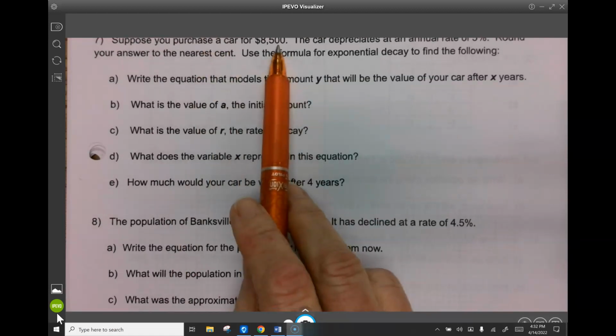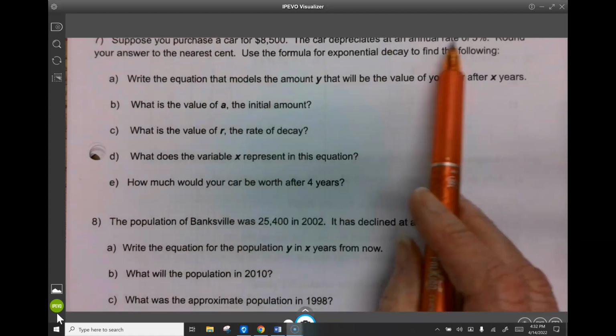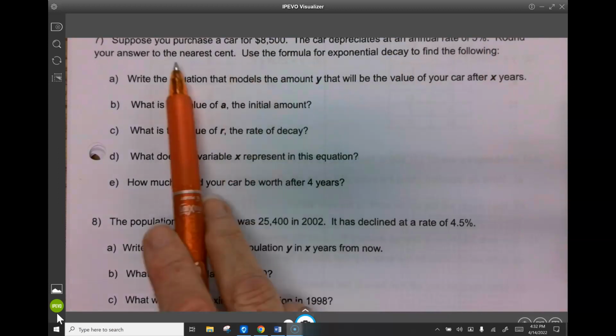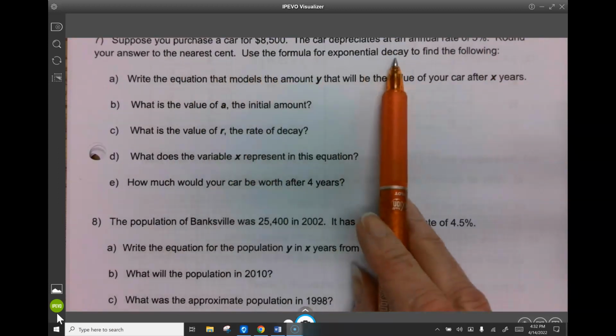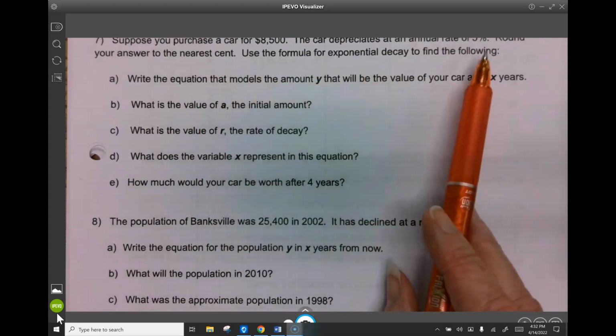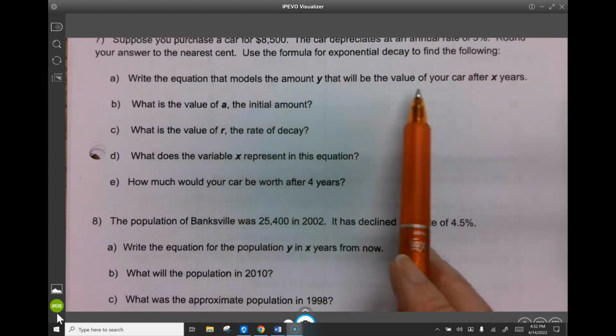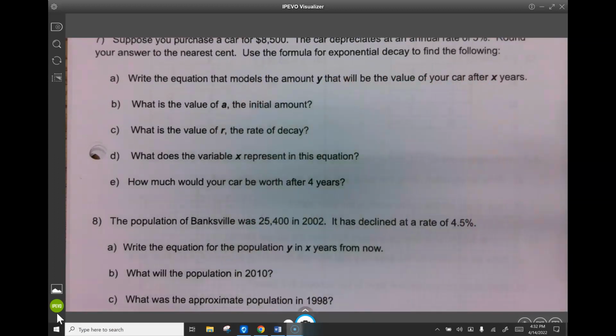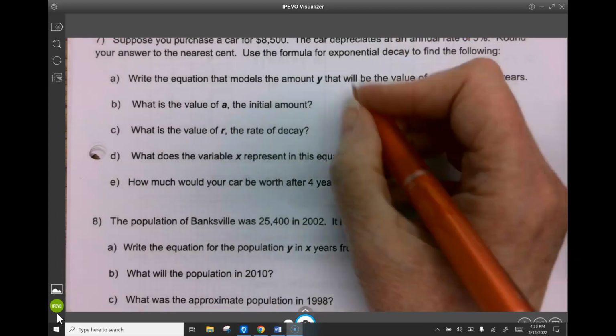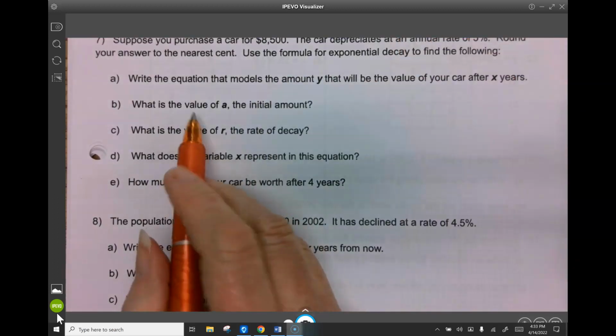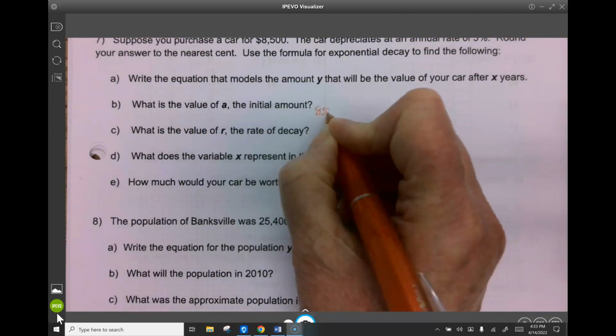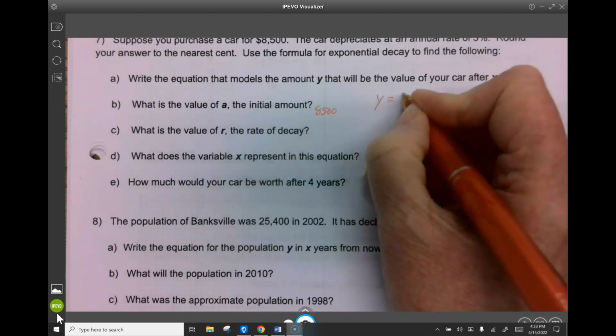Suppose you purchase a car for $8,500. The car depreciates at an annual rate of 5%. Round your answer to the nearest cent. Use a formula for exponential decay to find the following. So on this, we're just going to model what is happening after x years, and then it asks you different questions. So we start off, what's our initial amount? 8,500. So that's our A.